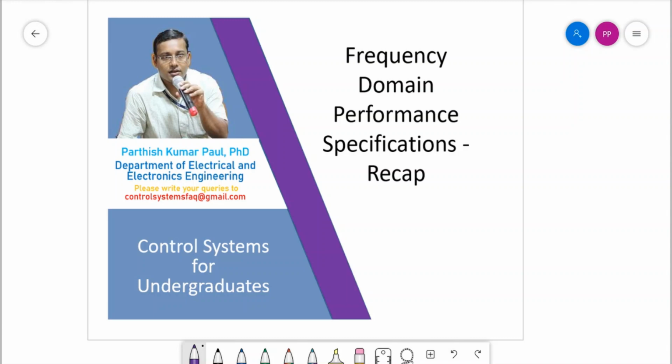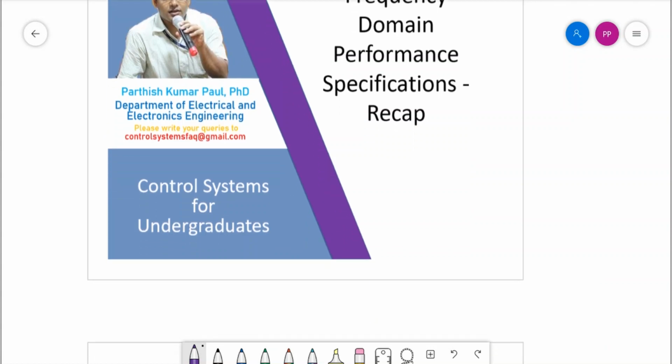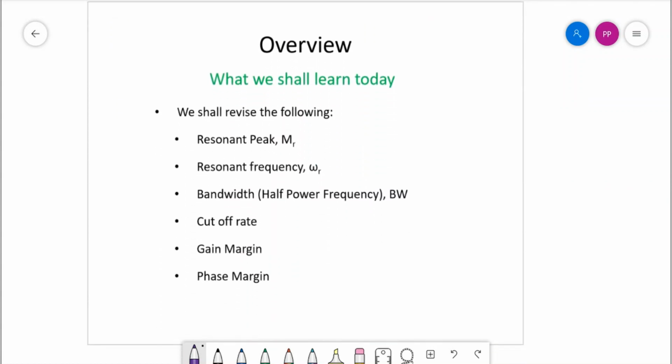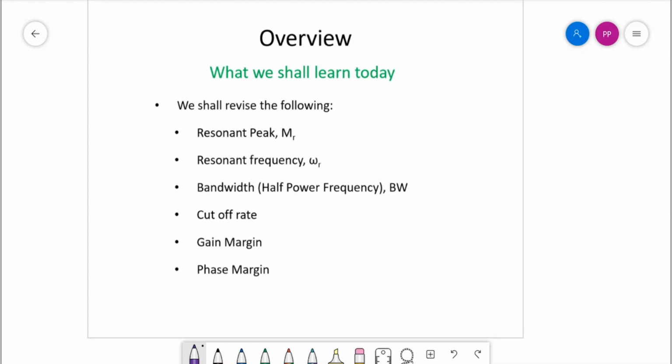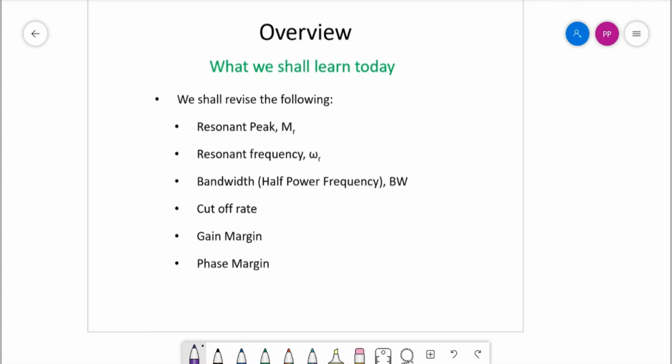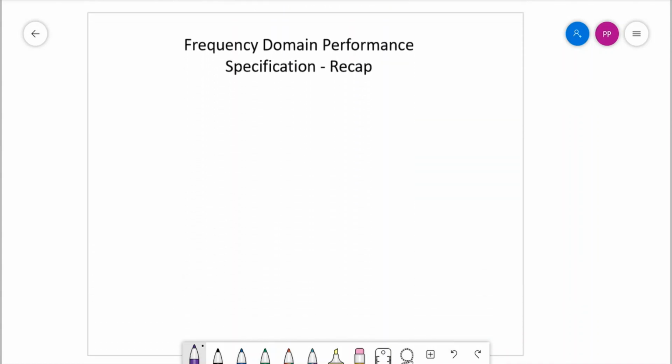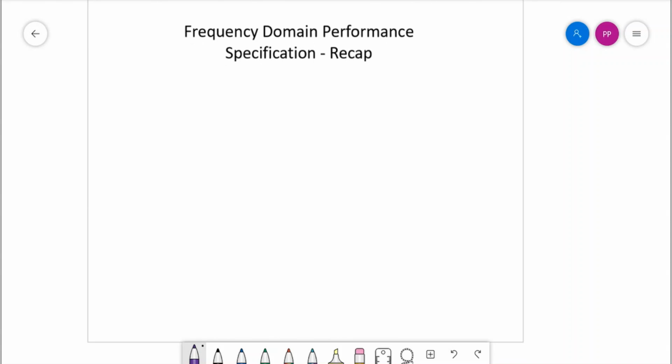In the last few weeks we have gained certain knowledge of the frequency domain of control systems. Let us today have a recapitulation of our understanding of this. So we shall focus on the following points: the resonant peak, resonant frequency, bandwidth or half power frequency, cutoff rate, gain margin and phase margin. Let us summarize the points one by one, starting with the resonant peak.